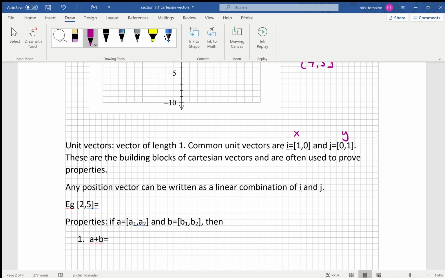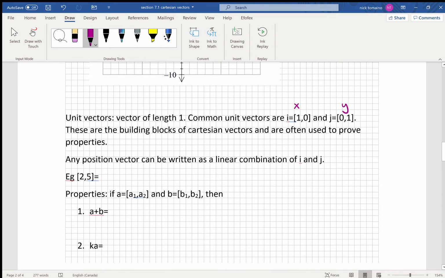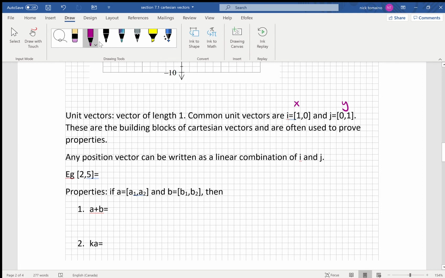Any position vector can be written as a linear combination of i and j. Okay, so for example, (2, 3) is the same as 2 times vector i plus 3 times vector j. And you often write a hat over top like that to indicate unit vectors. Okay, good.